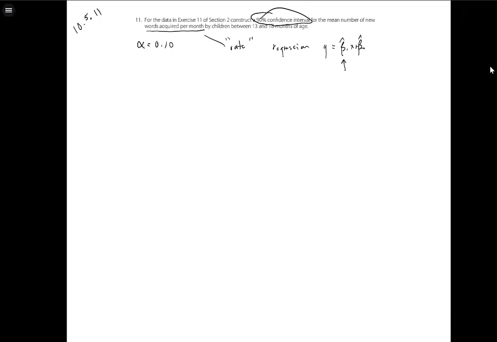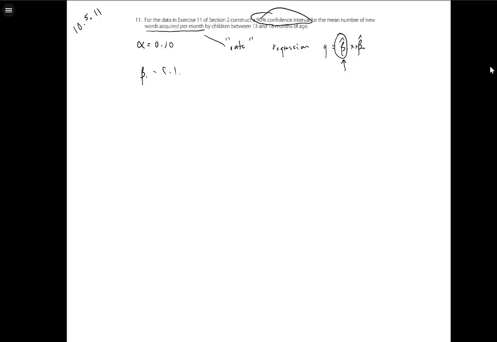So in that rate of change, we're essentially looking at a confidence interval on the rate of change in our regression line. So we're going to be looking at our beta 1. That's what we want our confidence interval on, which is what Chapter 10, Section 5 was all about. All right, let's go and start doing that.